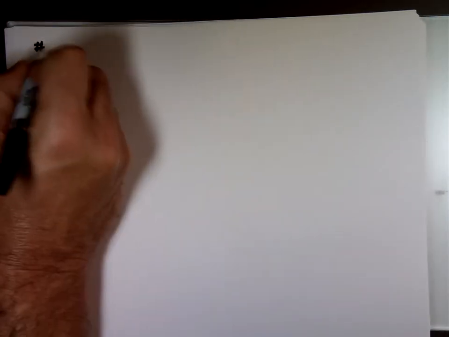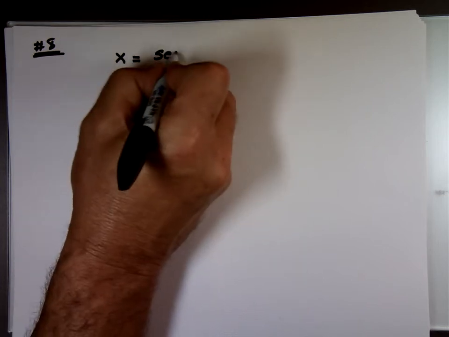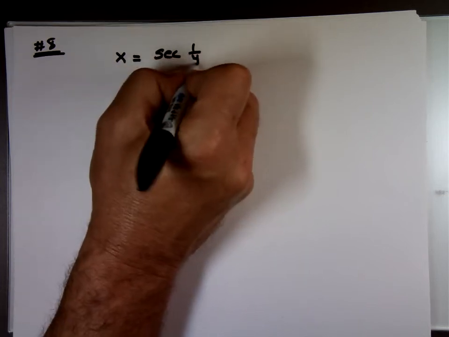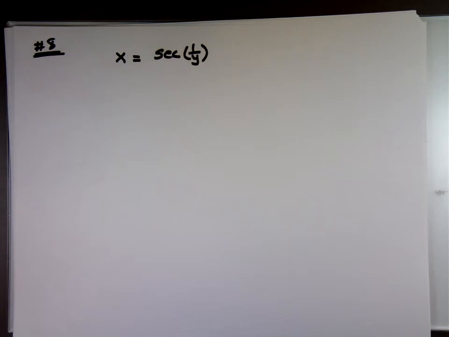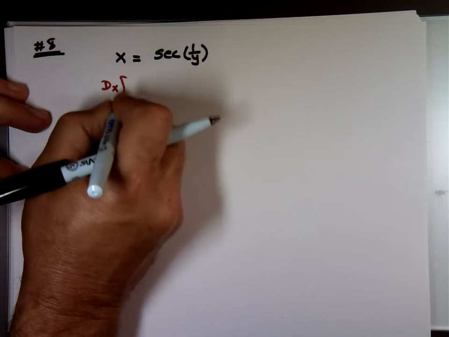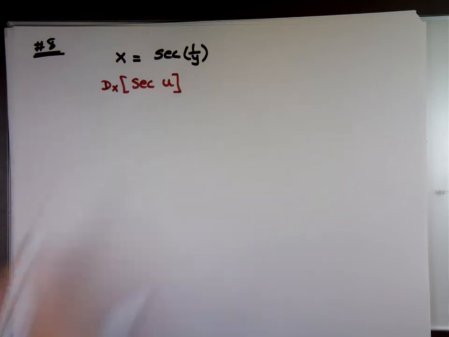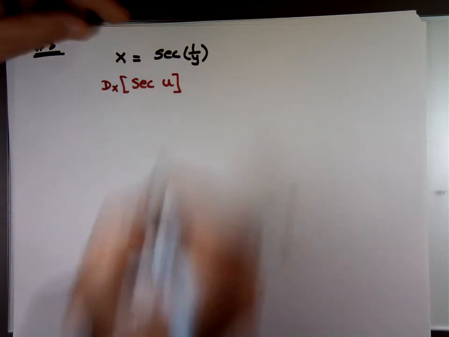Eight. I have x equals secant of 1 over y. Again, just a reminder, the derivative of secant u, not x, u. The derivative of secant is secant tangent.